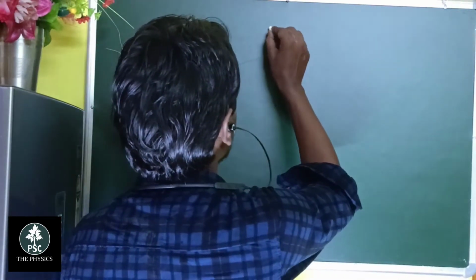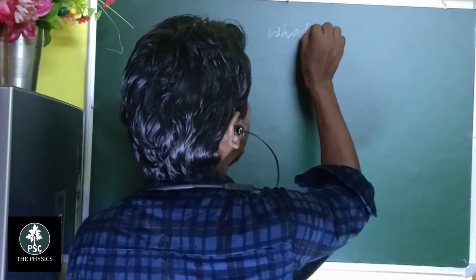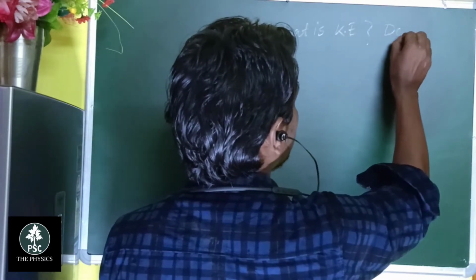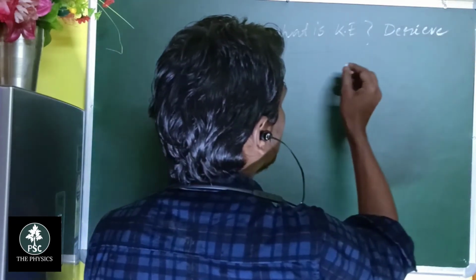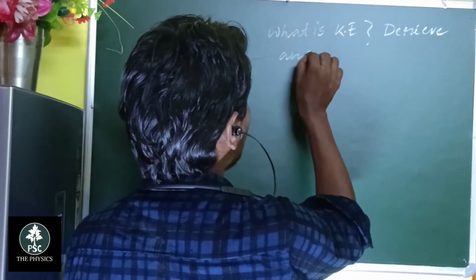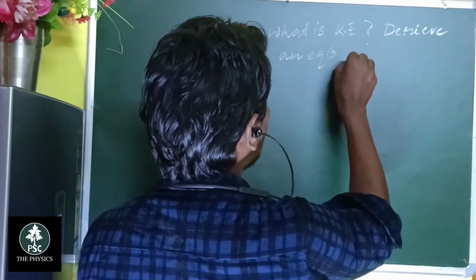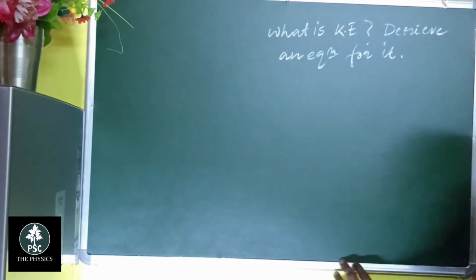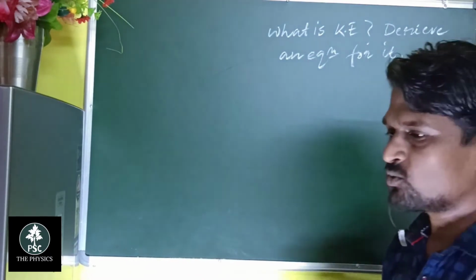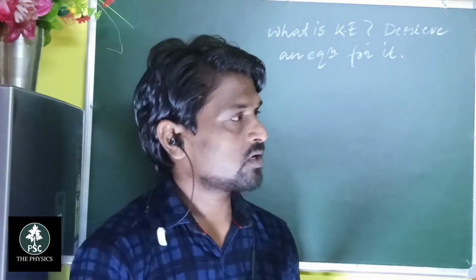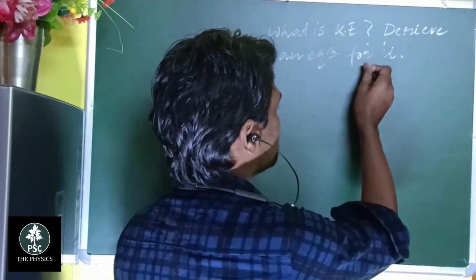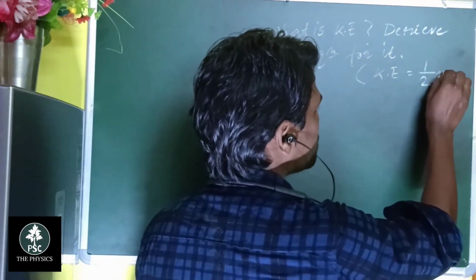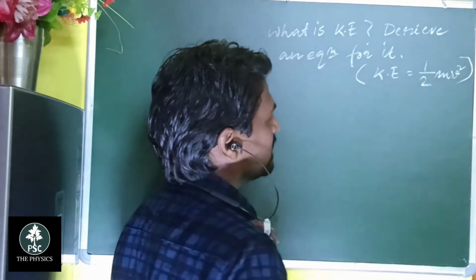So students, write down the question. What is kinetic energy? Derive an equation for it. What is kinetic energy? Students, you know that the equation for kinetic energy is half mv square. So you have to derive that particular equation.